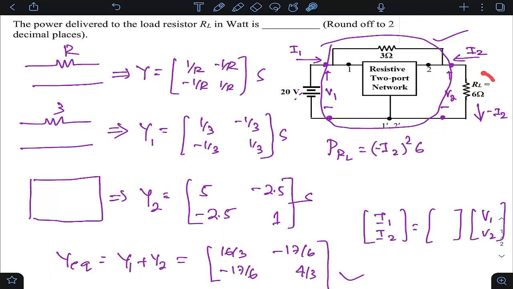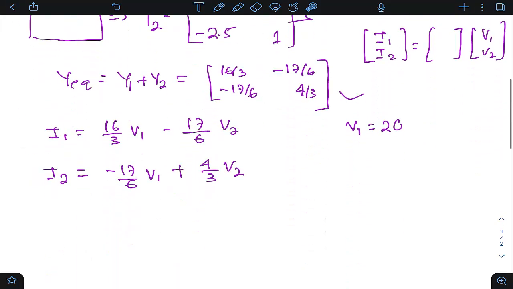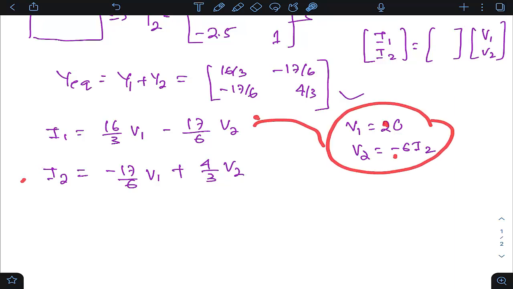Similarly, the value of V2 equals minus 6I2, because if this current is minus I2 and this resistance is 6, then V2 is this resistance into this current. So V2 equals minus 6I2. Write here V2 equals minus 6I2. Your goal is to get the value of I2, which is present in this equation. So let us substitute the values of V1 and V2 in this equation.